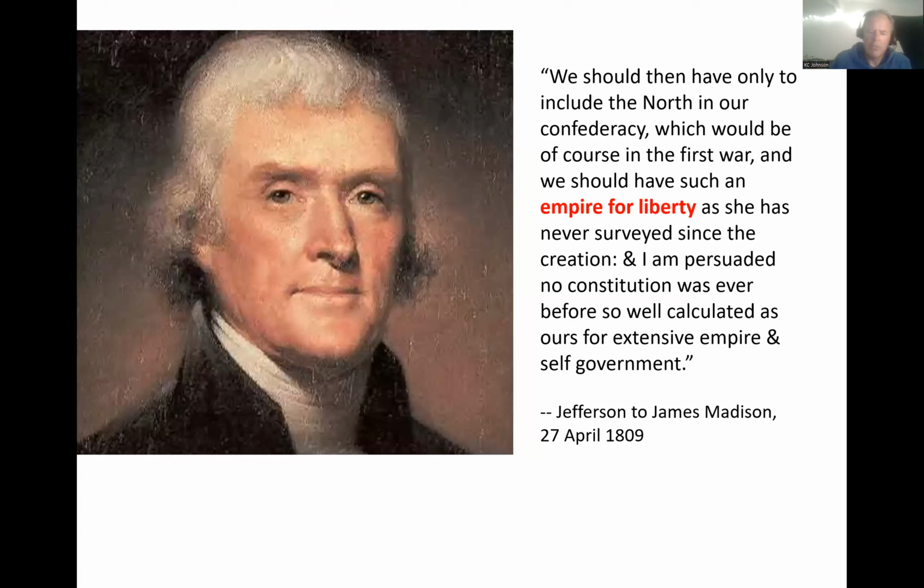In 1800, Thomas Jefferson is elected. He campaigns on this idea that he'll be a strict constructionist, that he'll follow the letter of the law of the Constitution. That never happens with presidents, and it certainly doesn't happen with Jefferson. Jefferson is the proponent of what he calls an empire for liberty. And think about that phrase for a minute. It's an inherently contradictory phrase.